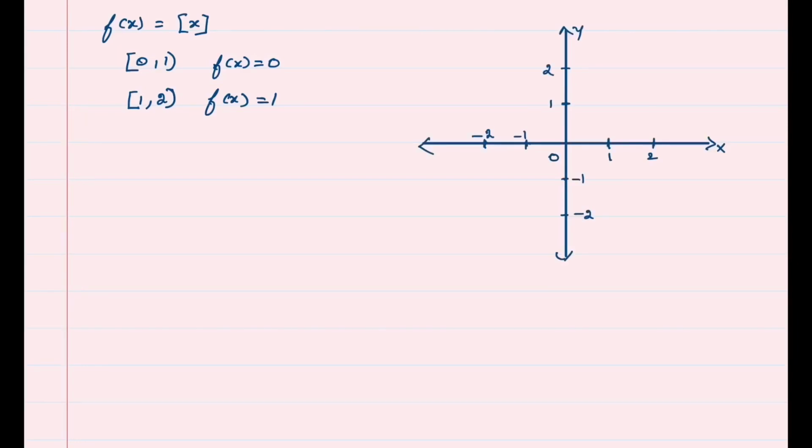Now, let us discuss the continuity of the greatest integer function. We know that for all real values in the interval 0 to 1, including 0, f of x becomes 0. And for all real values between 1 and 2, including 1, f of x becomes 1. We will draw the graph of this function. F of 0 is 0, and for all real values between 0 and 1, f of x is 0. And for 1, the answer is 1. Greatest integer function of 1 is 1. And for all real values between 1 and 2, the answer is 1. For 2, the answer is 2.